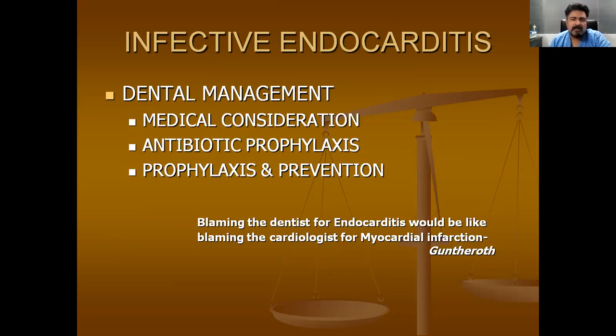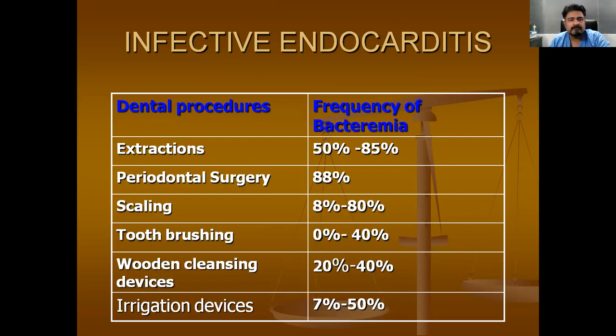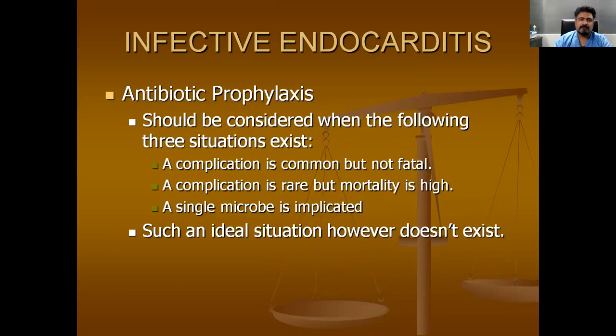In dental management, medical consideration, then antibiotic prophylaxis and prevention should be taken. The frequency of bacteremia in various dental procedures: in extraction, the chances are 50 to 85%, periodontal surgery 88%, scaling 8 to 80%. So it's a vast range according to the procedures. Even in toothbrushing, it is 0 to 40%. Then wooden cleansing devices 20 to 40%. Irrigation devices 7 to 50%.